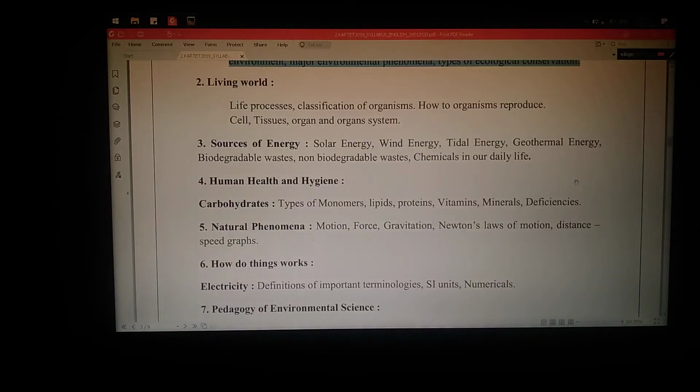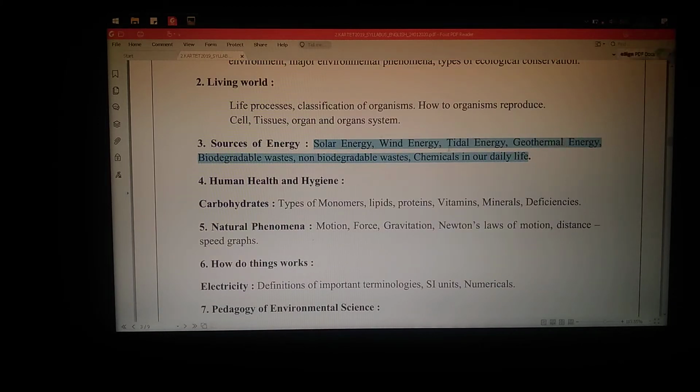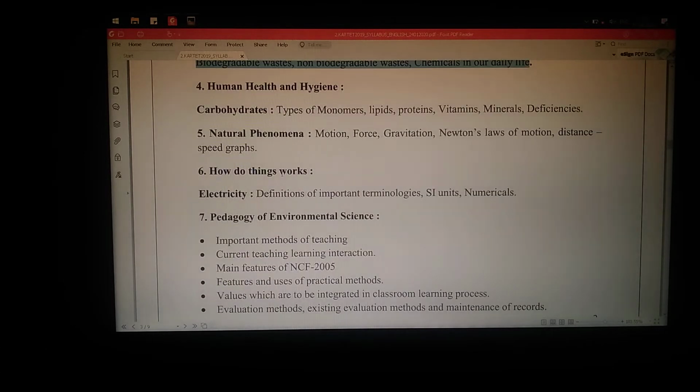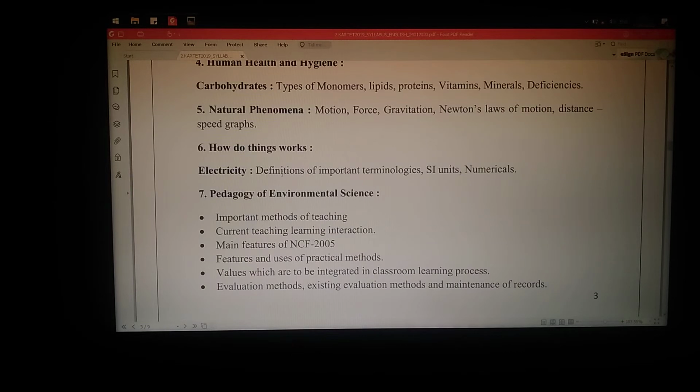Next is the living world, sources of energy. You studied in your earlier classes and teach in your schools about solar energy, wind energy, tidal energy, geothermal energy, biodegradable energy, and waste. Next is human health and hygiene, carbohydrates, types of monomers, lipids, proteins, and next is electricity.